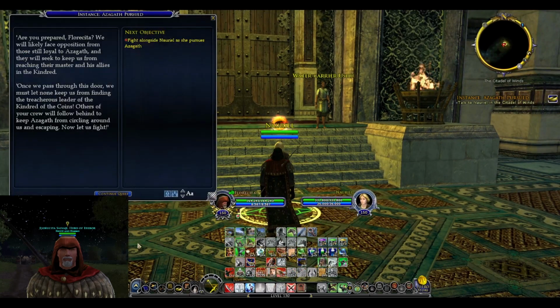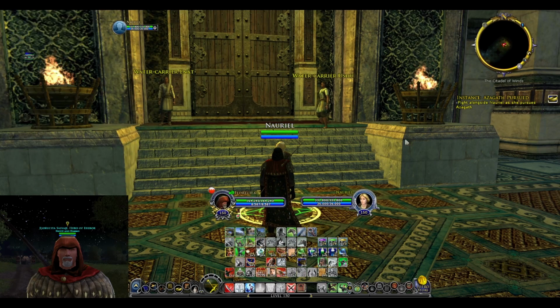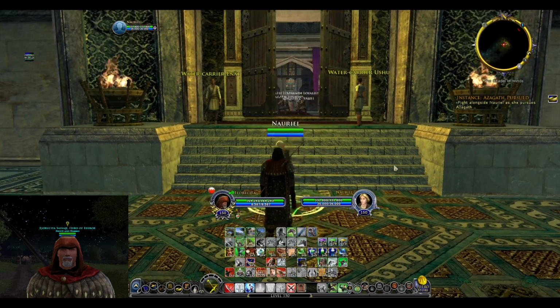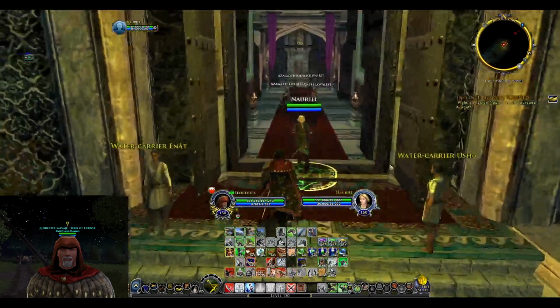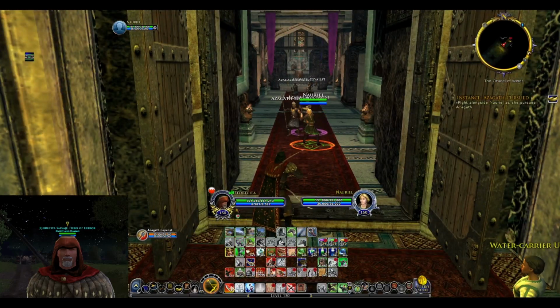Are you prepared, Floricita? We will likely face opposition from those still loyal to Azagath, and they will seek to keep us from reaching their master and his allies in the kindred. Once we pass through this door, we must let none keep us from finding the treacherous leader of the kindred of the coins. Others of your crew will follow behind to keep Azagath from circling around us and escaping. Now, let us fight! Yeah! It's time to fight! Fight for our right to party!